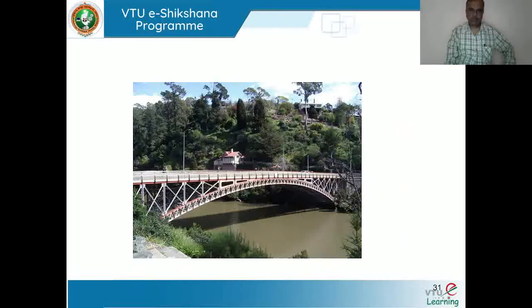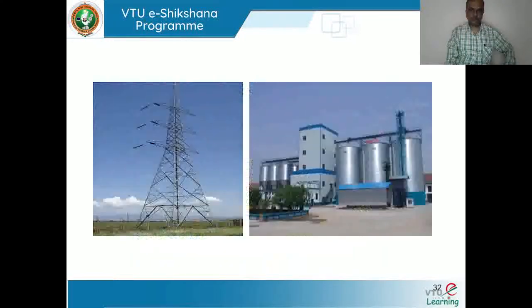So another configuration of the bridge, and of course these are the silos and transmission line tower. And as I told, in transmission line towers, the entire transmission line tower can be fabricated only using angles, and of course at the connection you need some plates in the form of brackets. Nothing other than angle is needed here.